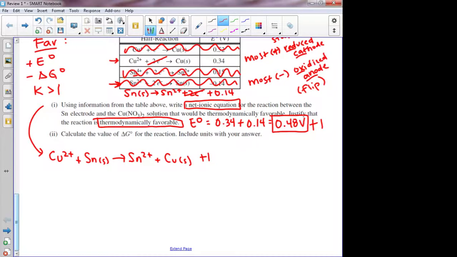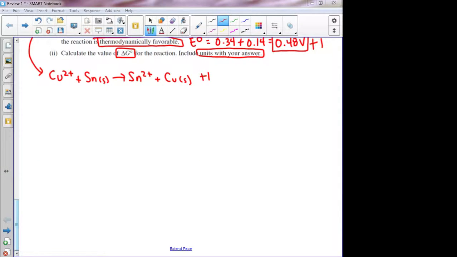All right, 2 says calculate the value of delta G for the reaction. Include units with your answer. Now, when they say to include units with your answer, you better be putting some units with your answer, because that is their code for we are not giving you credit without units. It doesn't matter if you get the number right. They're not going to give you credit if you don't have units. So, calculate the value of delta G. Oh, crap. There are 1,000 equations for delta G. I don't remember which one, so that's why I look on my equation sheet, because that's why they give it to you.